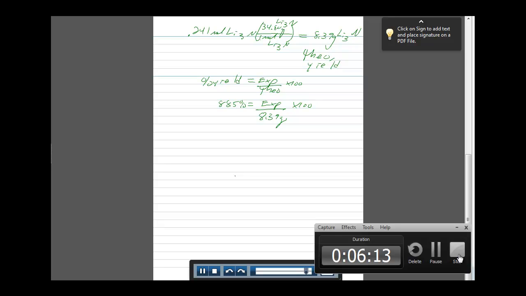Now, taking this and simplifying it gives us an experimental yield of 7.42 grams. That is our experimental yield based on the fact that we have an 88.5% yield for this reaction.